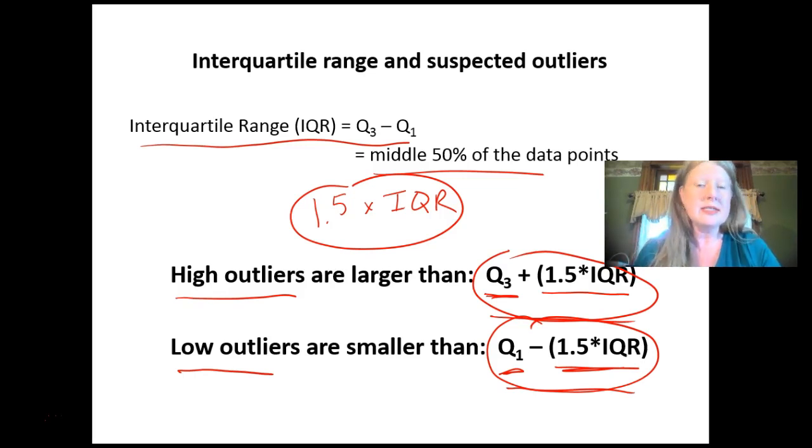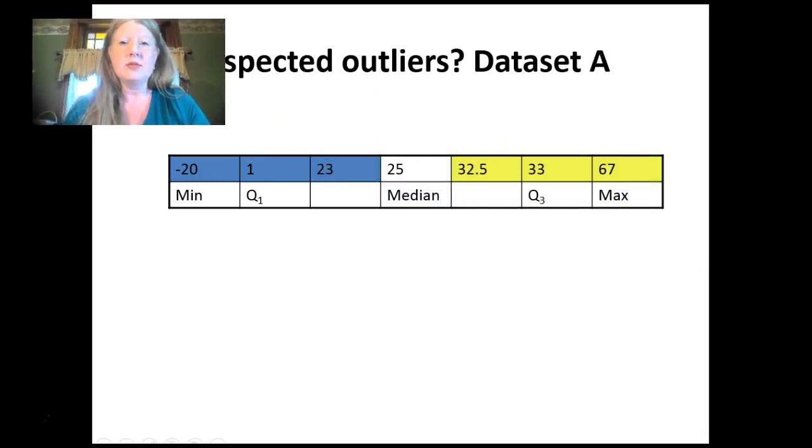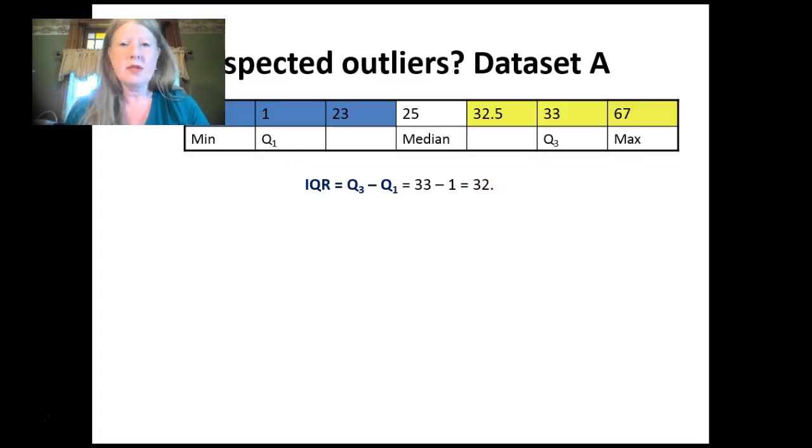So let's actually see how this works, going back to some data that we've already looked at. Here again is data set A, and let me just move this out of the way. For data set A, we can see our 5-number summary. What I would do, first of all, is figure out the interquartile range: Q3 minus Q1. In this case, that's 33 minus 1, which equals 32.